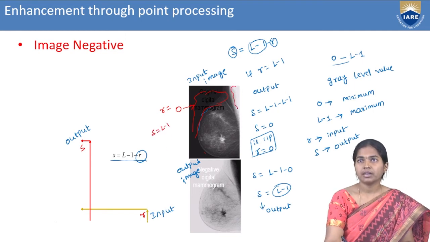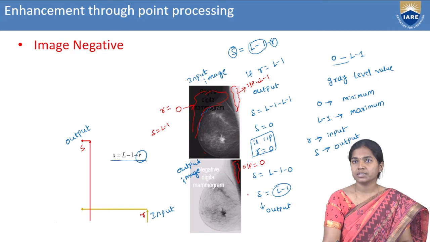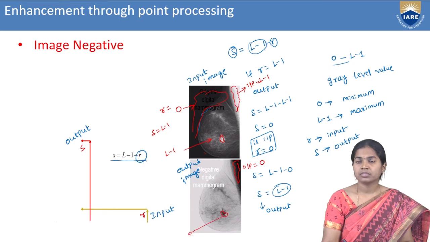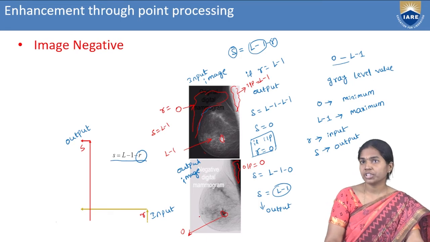Observe this part. In this part, input equals L minus 1. What about output? Here output is 0. Compare this particular part, here it is white. Here input is L minus 1. What about our output? It is 0.